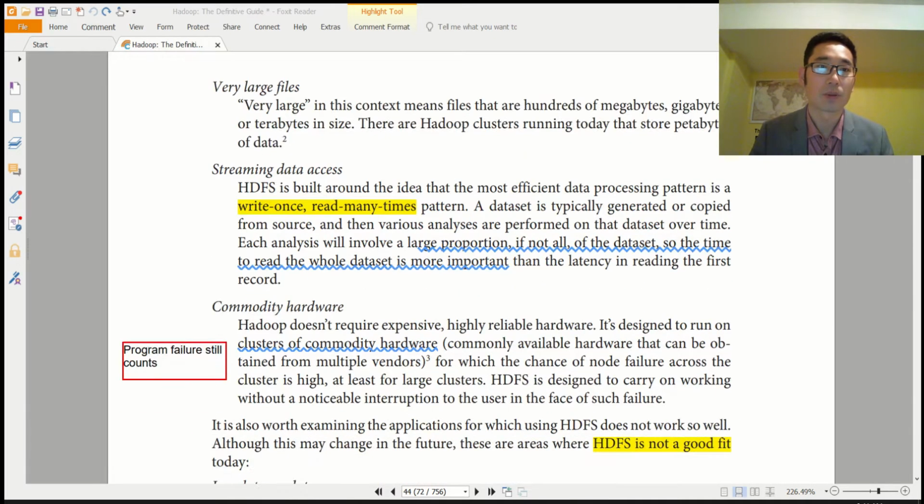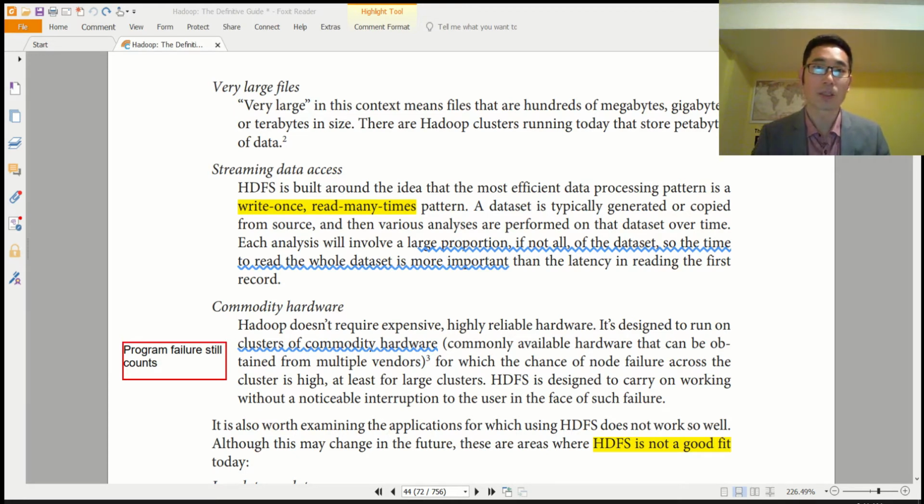Third, commodity hardware. The Hadoop HDFS system was designed to use non-expensive hardware. Hadoop does not require expensive, highly reliable hardware. First, your hardware does not have to be very expensive. The traditional server hardware is really expensive, and there's no other choice. You have to buy it. But if you run Hadoop, you can use surplus PCs.